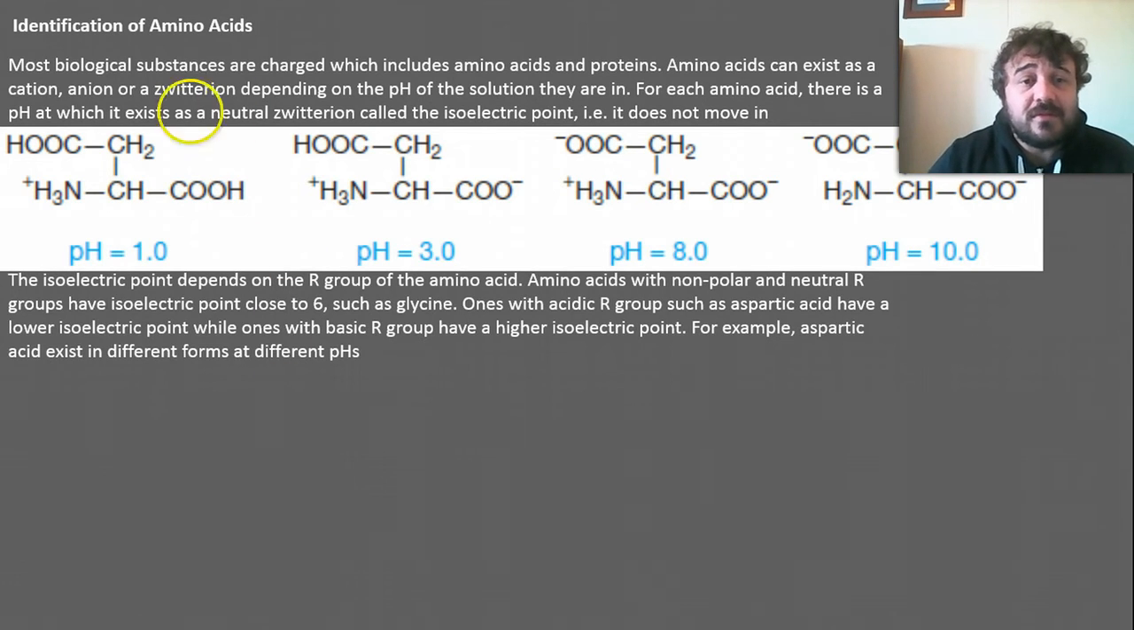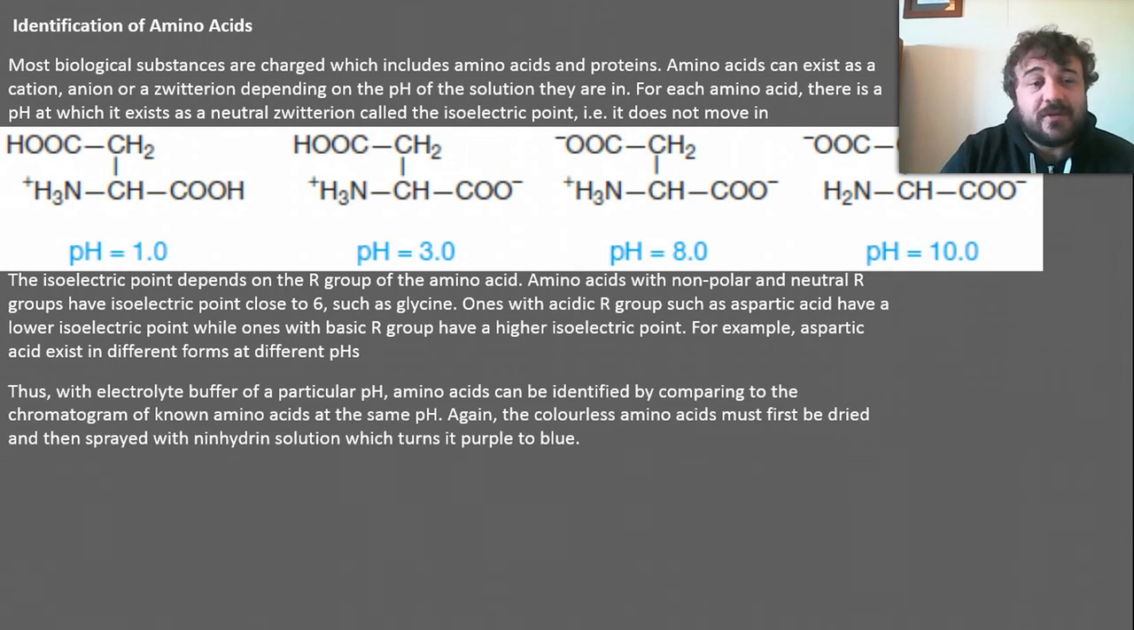Up here, this is your one amino acid. This is what its charge is at different points. Okay, so the different R groups have different isoelectric points. If it's basic, it'll have a higher isoelectric point. If it's acidic, it'll have a lower isoelectric point. And we use those isoelectric points plus their size to differentiate between the amino acids.